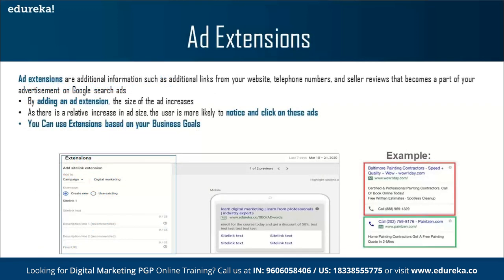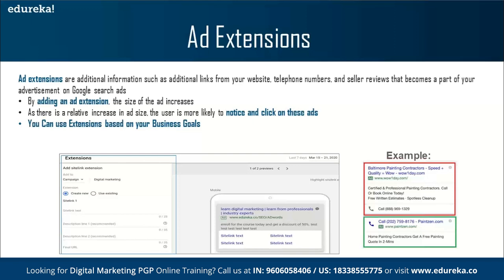Ad extensions are additional pieces of information such as additional links from your website, telephone numbers, seller reviews that become a part of your advertisement on Google search ads. What do they do? They actually grab more real estate. By adding an ad extension, the size of your ad increases. And size does matter, right? When the size of the ad increases, users are most likely to notice it more and click on these ads. There are some examples shown to you here.